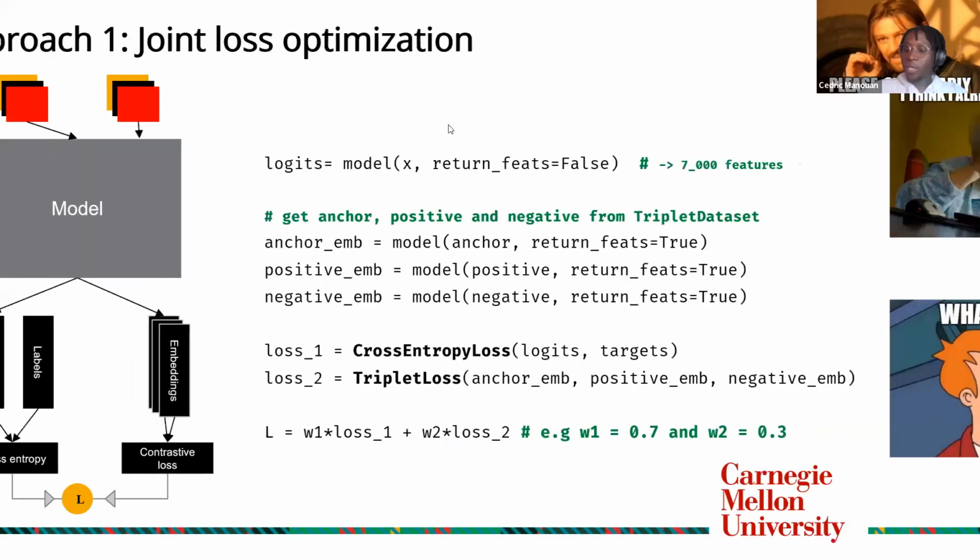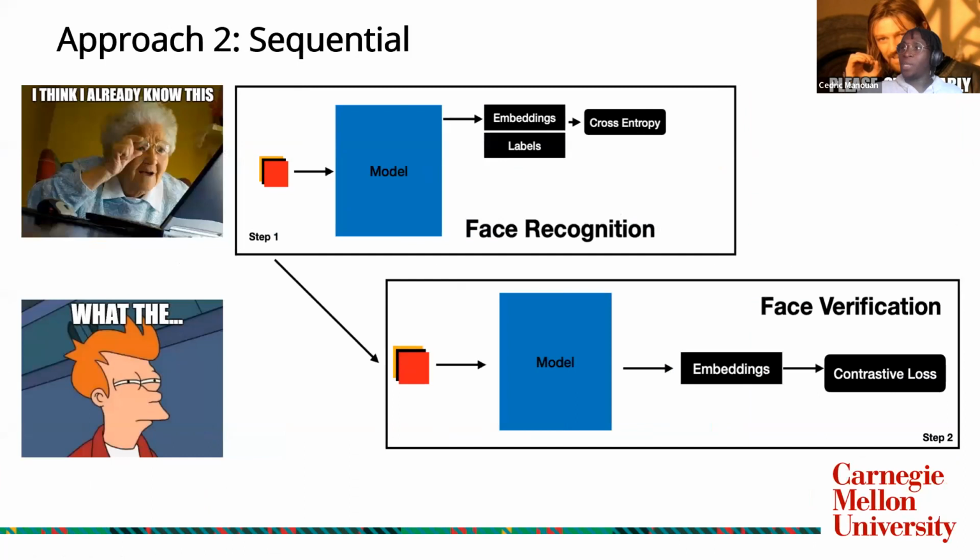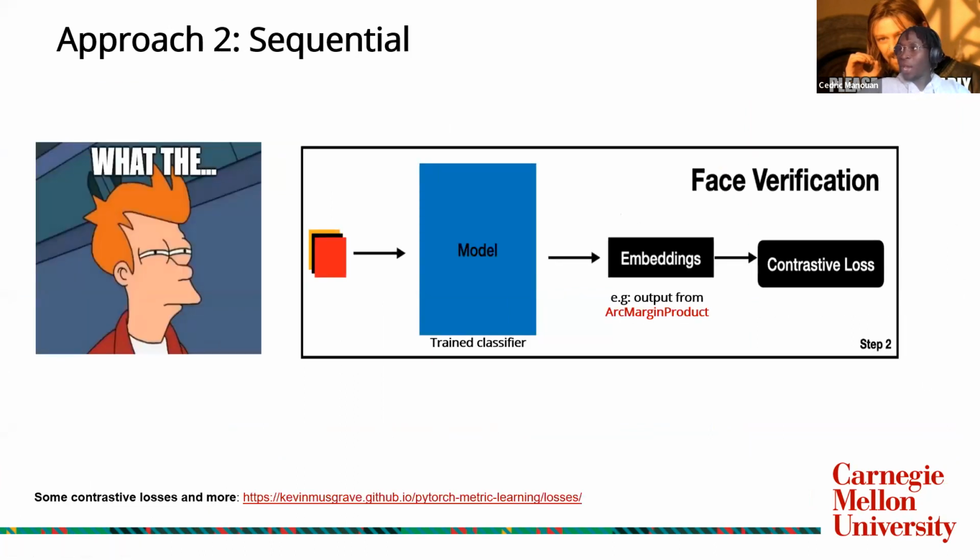So the second approach is something you probably already know, since this is the approach we use in the starter notebook. The first step is to train a basic classification model, optimized using cross entropy. The second is to reuse this trained model to perform face verification, and then train this last part by contrastive loss.